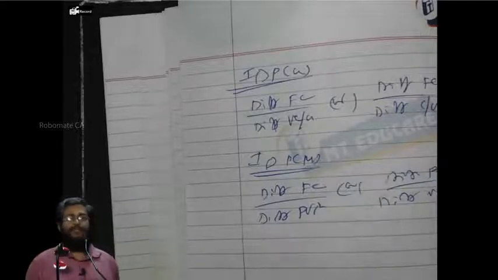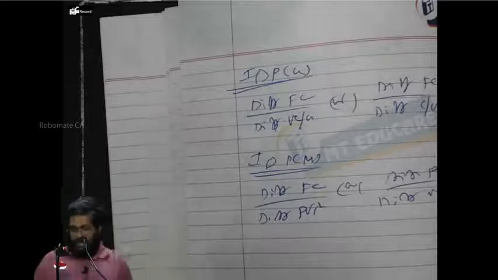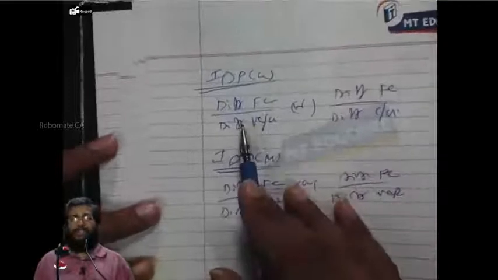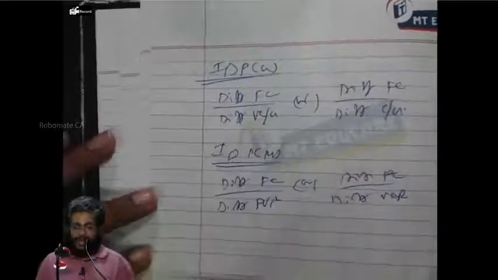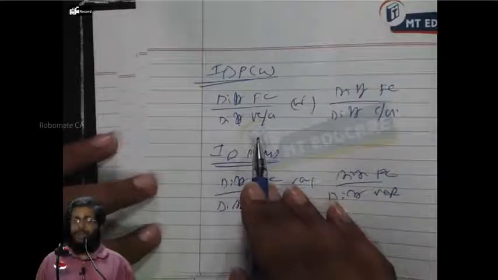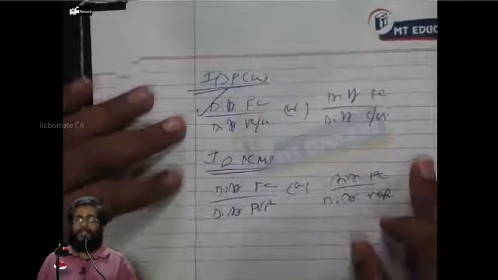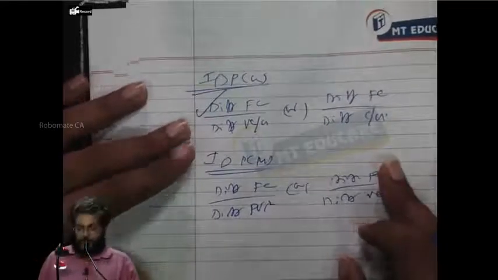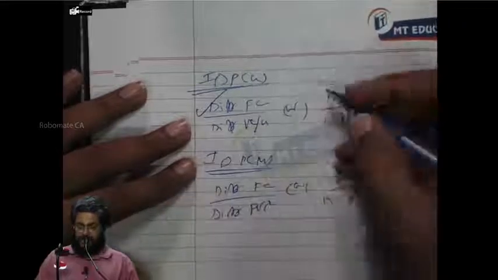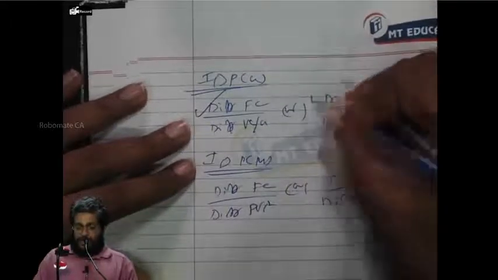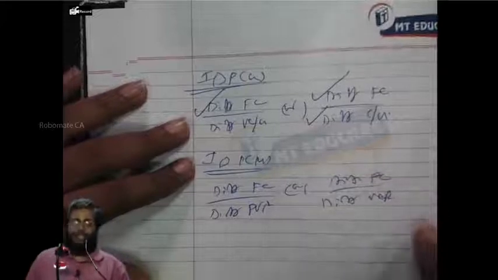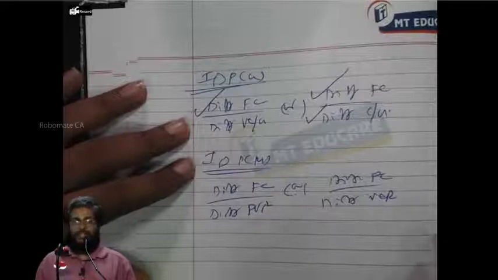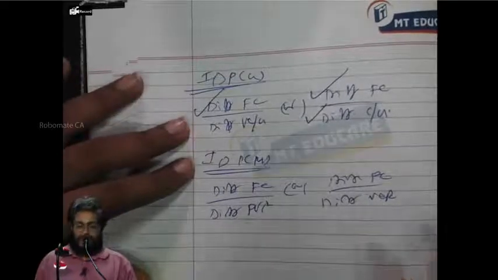In units, branch it into 2. Both will give the same answer. First branch, difference in fixed cost divided by difference in variable cost per unit, or second branch, difference in fixed cost divided by difference in contribution per unit.